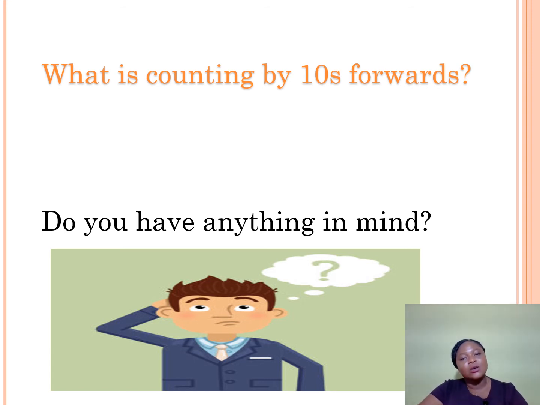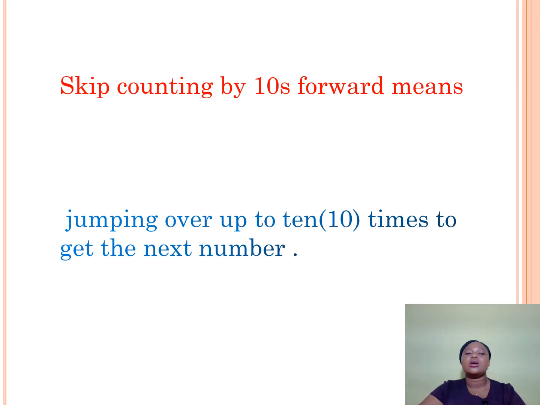So let's go to our next slide to know what counting by tens means. To skip count by tens forward means jumping over a number, or jumping up to a number, 10 times to get the next number, okay? You are jumping over 10 times to get the next number. That is what you are doing. Good. So let's take an example.